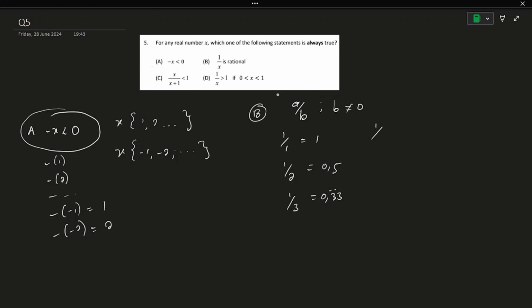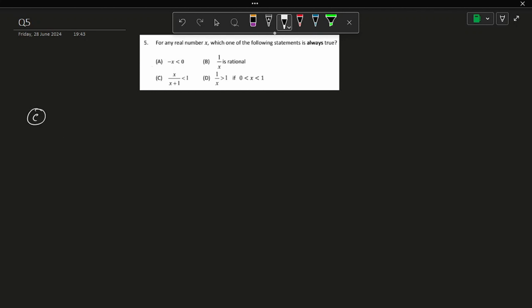But what if we had 1 over 0, right? So it means it cannot always be rational, because there exists at least one x value, which is 0, which breaks the whole system, and also B is incorrect, right? Let me erase this so we can try C and D. Let's see if C is always true.